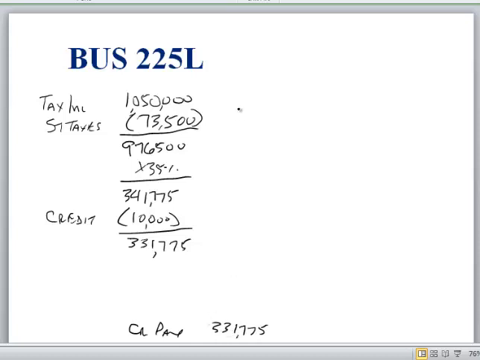Okay, our deferreds, so that's step 1, right? So what are our deferreds? What deferreds do we have for federal? The same numbers.